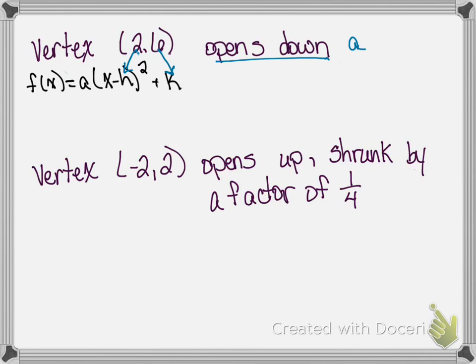Okay? So f of x, this opens down, but does it have a stretching or shrinking factor? Am I told it stretches or shrinks at all? No, so it stays 1. So my A value is actually going to be negative 1, because all it tells me is that it opens down. So my A value is going to be negative 1. What's my X minus H? What's H? 2. And what's K? 6.